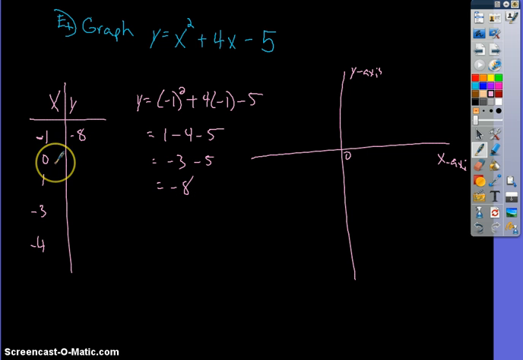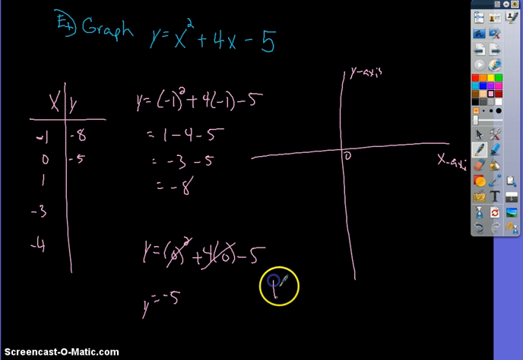And then the next number down is 0. What is the output at 0? So I'll plug in 0. y equals 0 squared plus 4 times 0 subtract 5. Well, at 0, you're going to find that the output is simply, this goes away, that goes away, -5. So at 0 is -5. And we can keep going. Plug in 1. So that would be 1 squared plus 4 times 1 subtract 5. At 1, you should find that the output is 0. If you check it out, you should get 0.